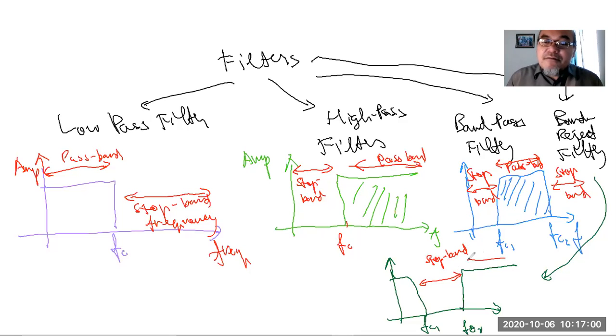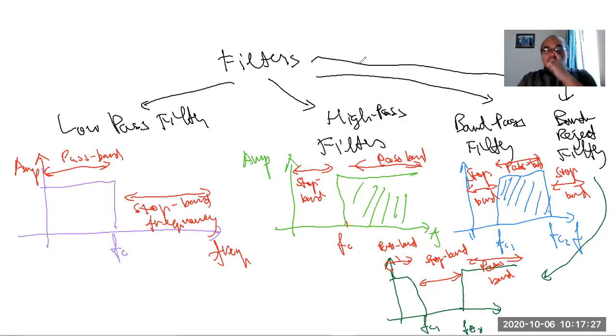The signal above FC2 will be passed, so this is passband 2, let's say, while the signal below cutoff frequency 1 will also be passed. Passband 1.